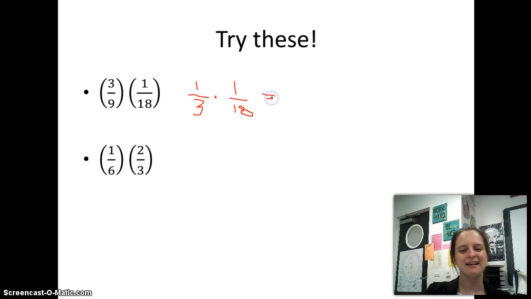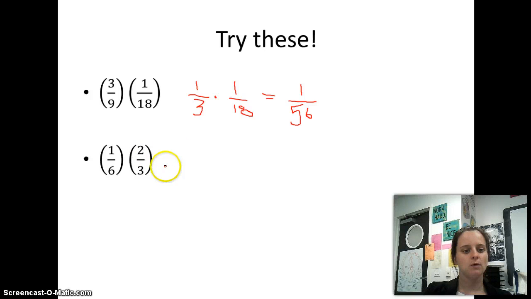All right, so now we're ready to do top times top, bottom times bottom. 1 times 1 is 1, good. And 3 times 18. So if that one's difficult for you, break it down. Do 3 groups of 8, which is 24, and then 3 groups of 10, which is 30. 30 and 24 is 54. So my answer here is 1/54.